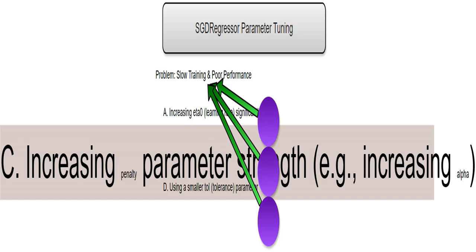I'm not going to increase the learning rate too much. A very large learning rate may cause the algorithm to bounce around without settling down. It's like taking very large steps when walking toward a destination. I might overshoot it or never reach it. This would prevent the model from learning effectively. Eta 0 refers to the initial learning rate.